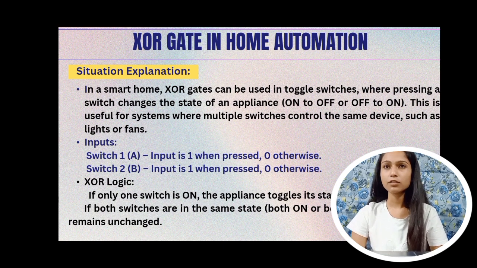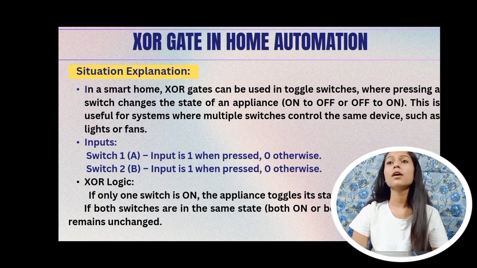The inputs of the XOR gate will be switch 1 and switch 2. For switch 1, the input is 1 when it is pressed, and otherwise it is 0. And similarly for switch 2. The logic of the XOR gate is that if only one switch is on, then the appliance toggles its state, and if both switches are in the same state, both on or both off, then the appliance remains unchanged.